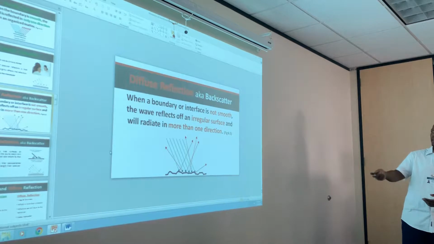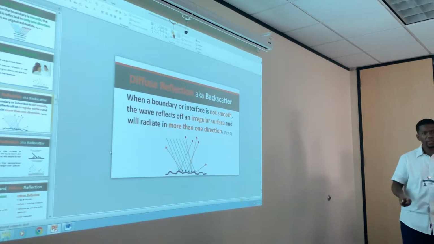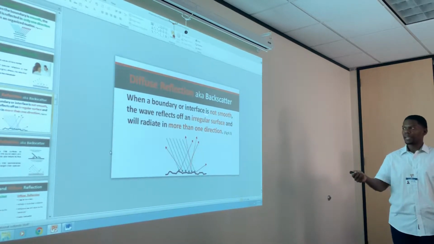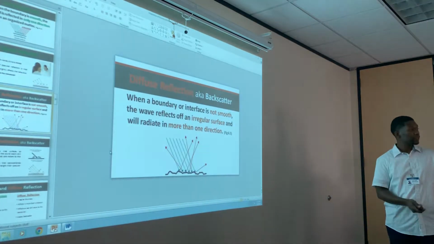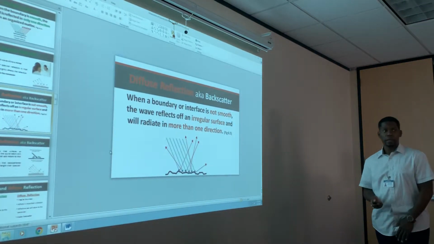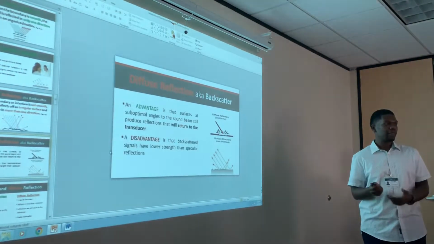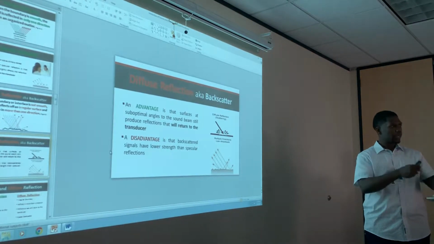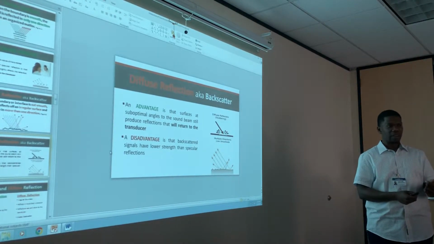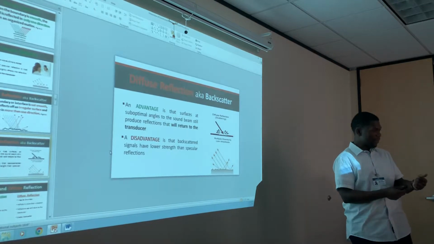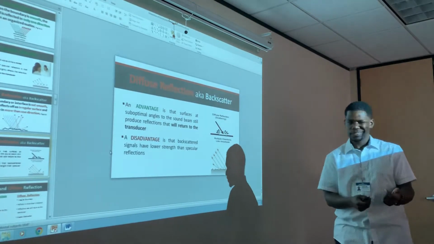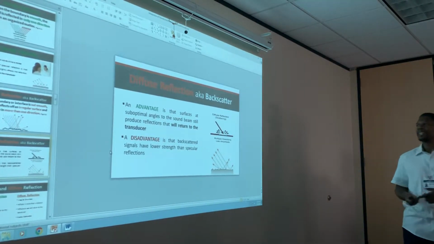Diffuse reflection: irregular surface, and will radiate in more than one direction. If you see my highlighted words, those are what's important to that definition. Notice how I made it like a flashcard for you, so you want to print that out and study that, because our quiz may be coming up on Friday when I see you. Hint, hint.